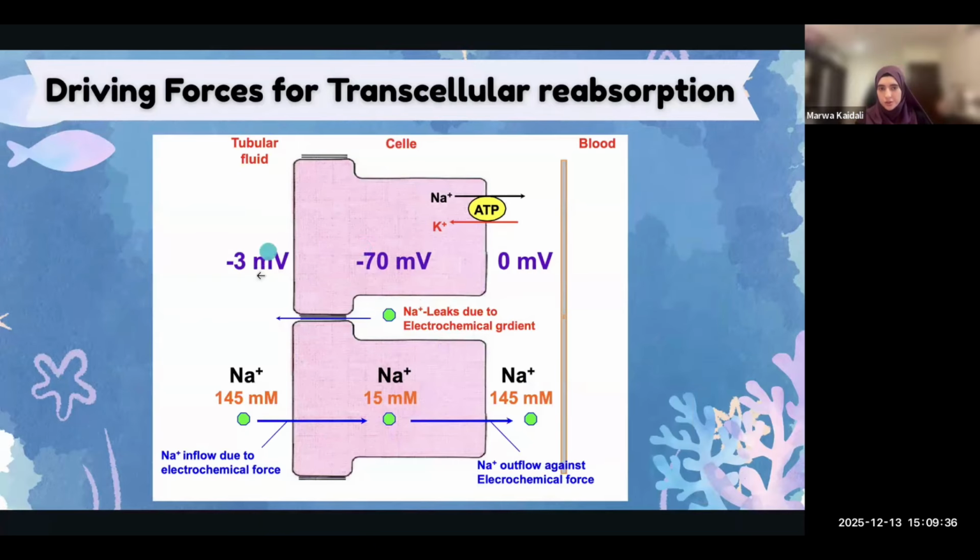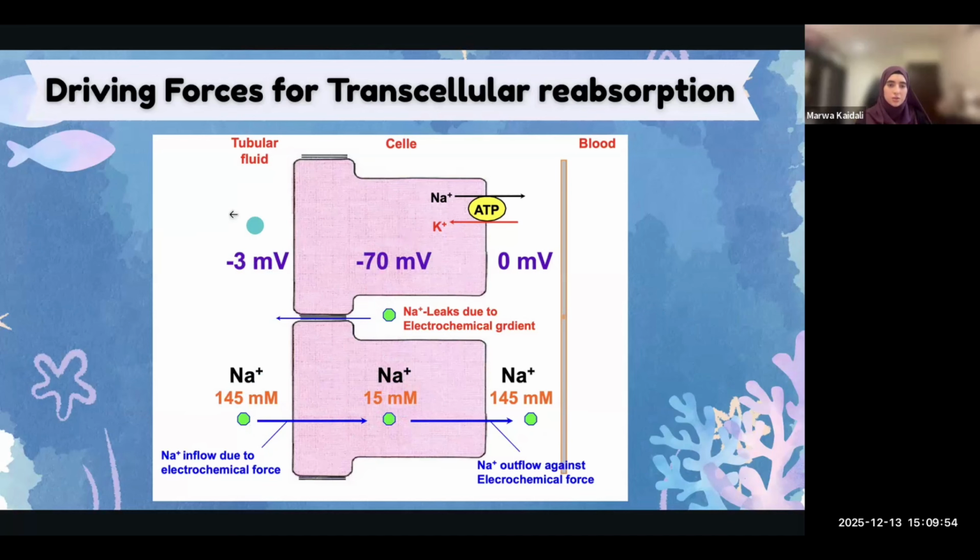So this is just a picture to show you the driving forces. Again, over here, we have a high concentration of sodium compared to the low intracellular concentration. So this is going to push the sodium to go into the cell. And over here, we have a low charge, -3 millivolts, compared to the inside of the cell, which has -70.